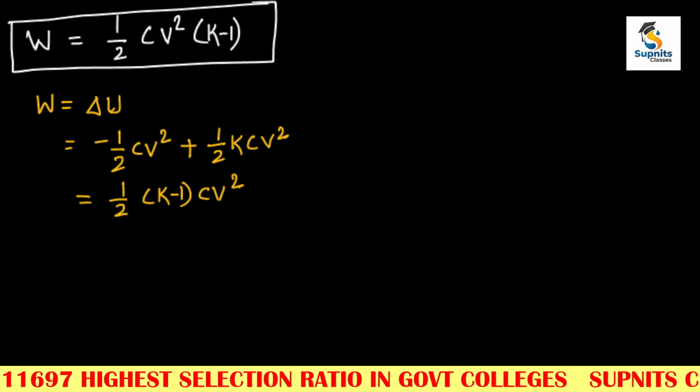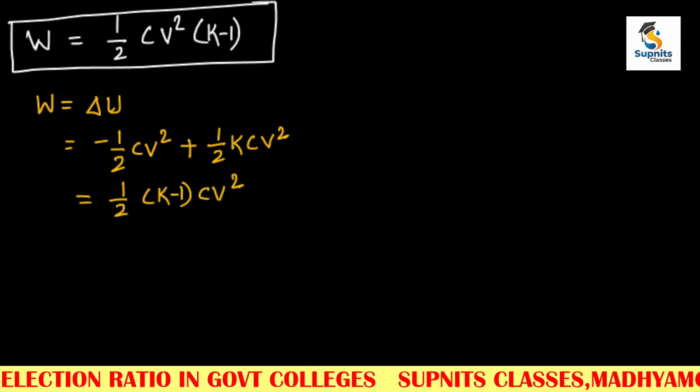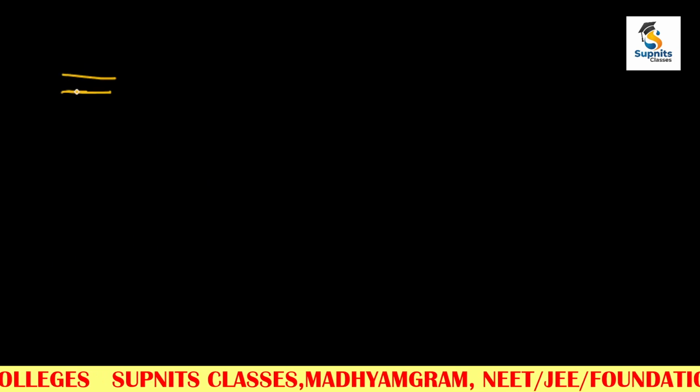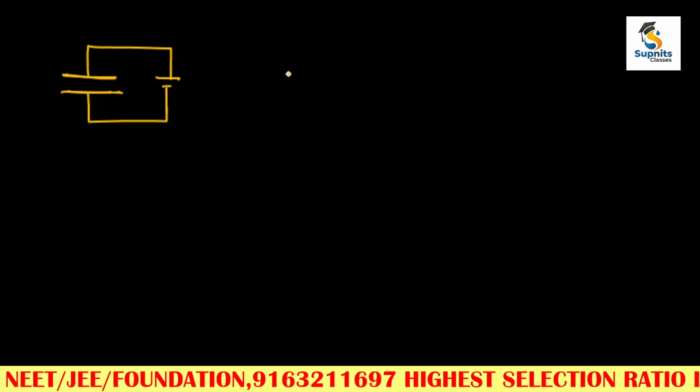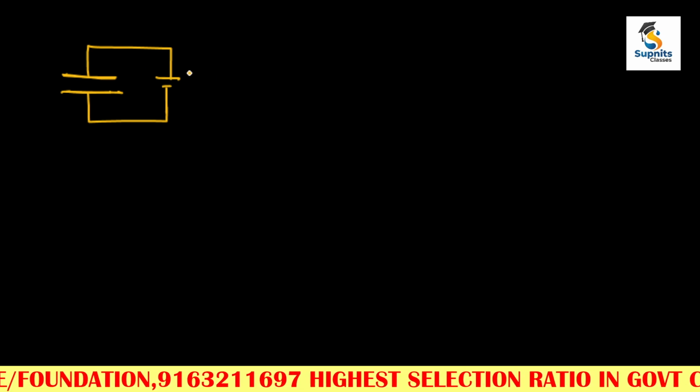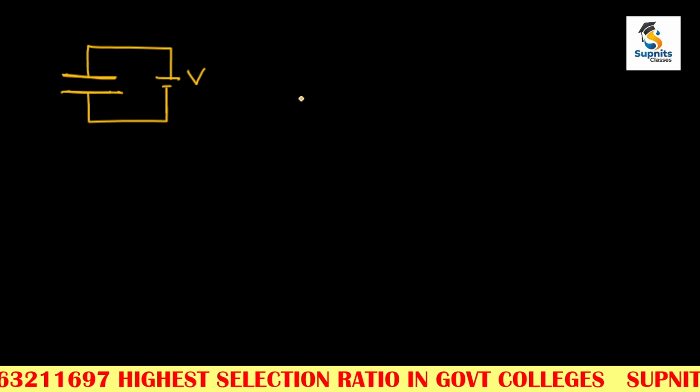Now we'll understand another thing. What if the capacitor is connected to a battery? We'll do that, capacitor connected to a battery, one by one. So the potential difference of the battery over here is V, it's given. Now what is the work done by the battery?